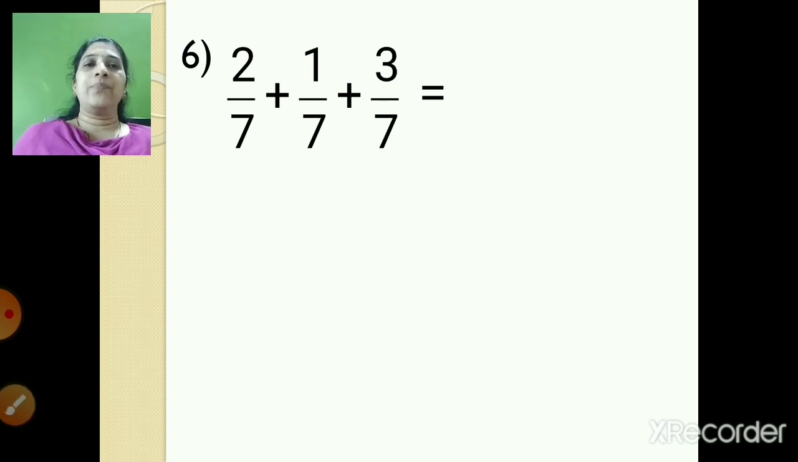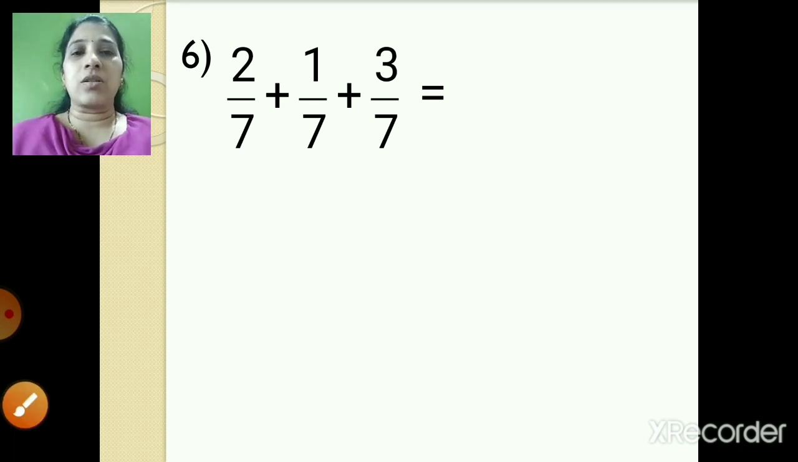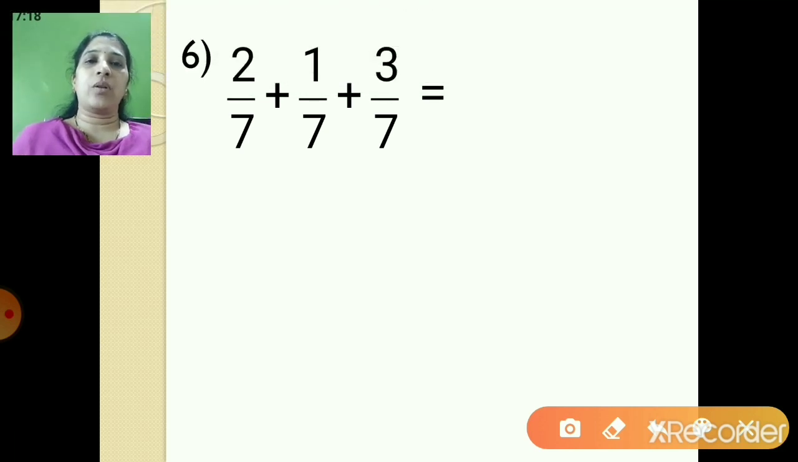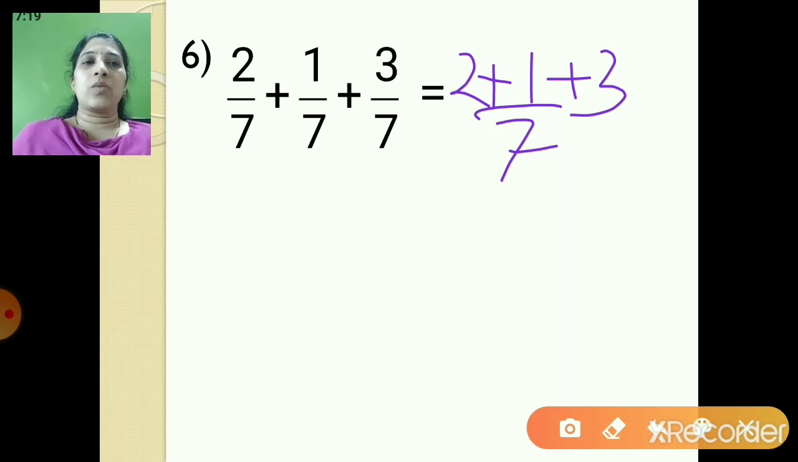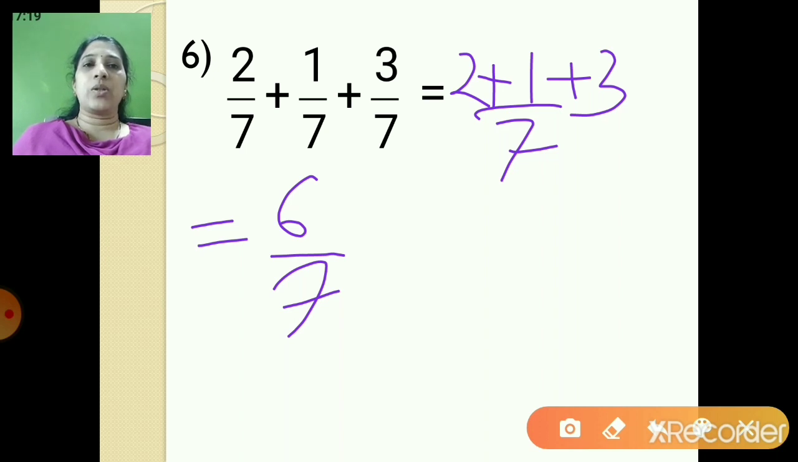What is the sixth one? 2 upon 7 plus 1 upon 7 plus 3 upon 7. So here there are 3 fractions. So for 3 fractions also we are going to follow the same rule. Denominator we will write it as 7 and all the numerators we are going to add. So it will be 2 plus 1 plus 3, right? So what is 2 plus 1? 2 plus 1 is 3. And what is 3 plus 3? It is 6. So you will write the answer as 6 upon 7. Now 6 upon 7 also, it is not further divisible.